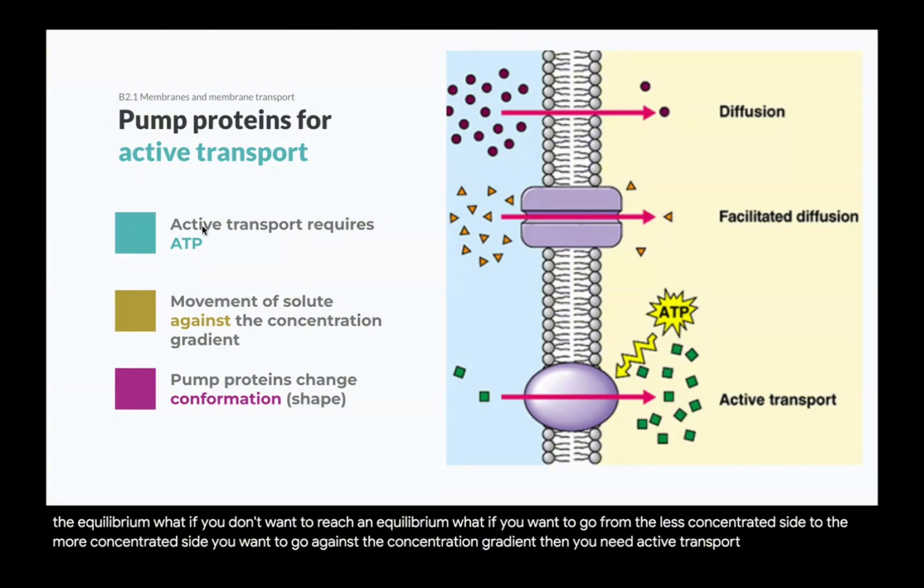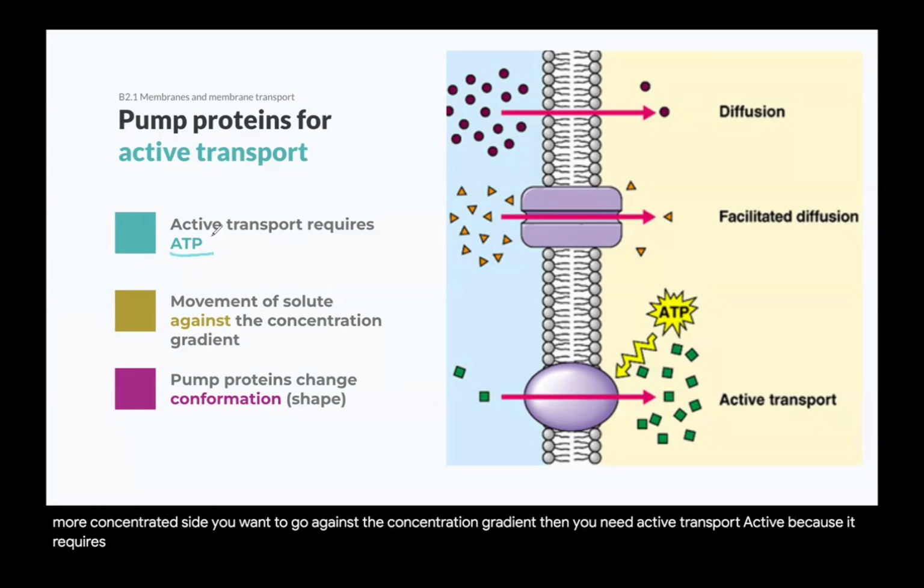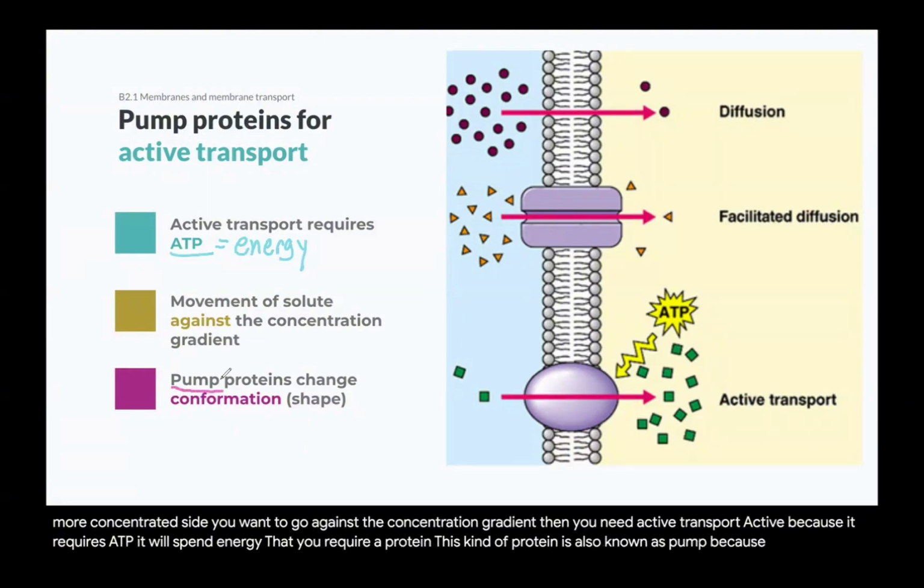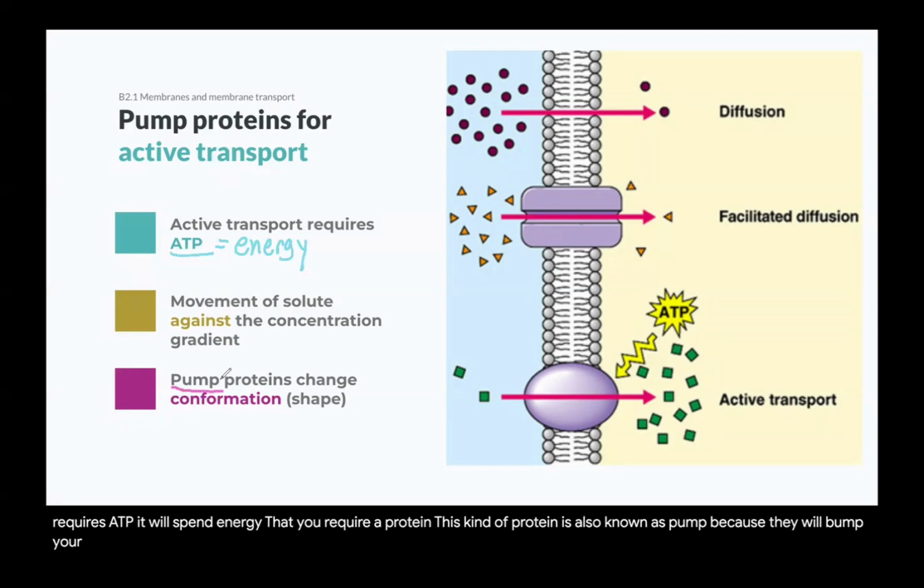It's called active because it requires ATP. It will spend energy. And for that, you require a protein. This kind of protein is also known as a pump because it will pump your solute from one side to another. They will push against the concentration gradient using energy from ATP.